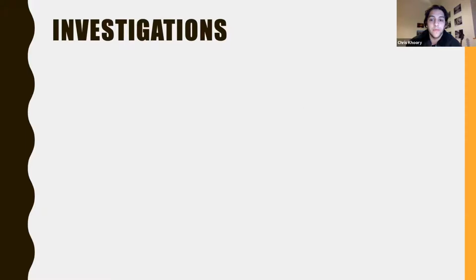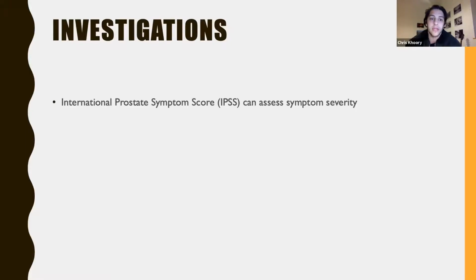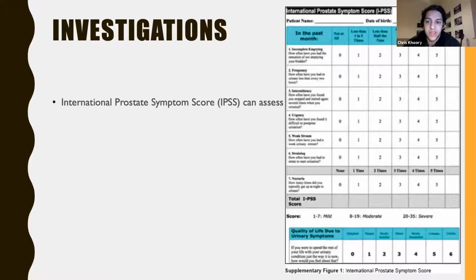So you start off with something called the International Prostate Symptom Score, or the IPSS, and this can assess symptom severity. Essentially, its improvement and deterioration can be monitored once a baseline has been established, and it can be used alongside a quality of life score as well.